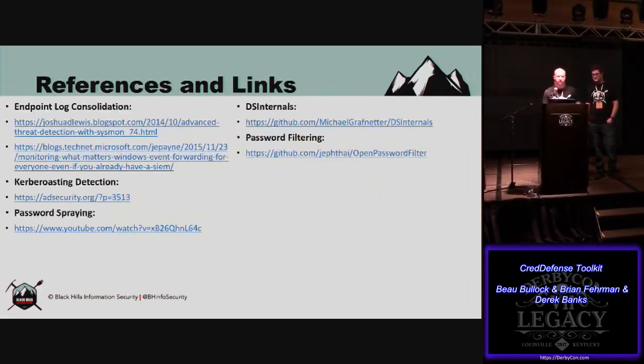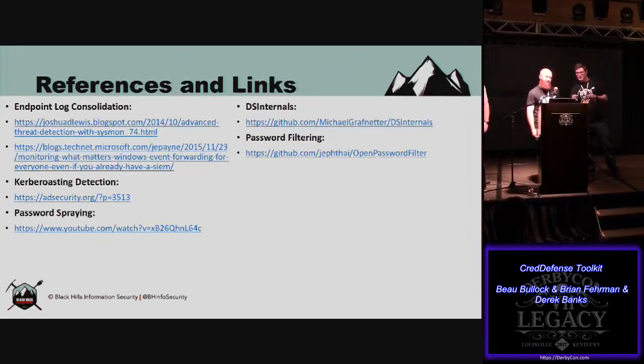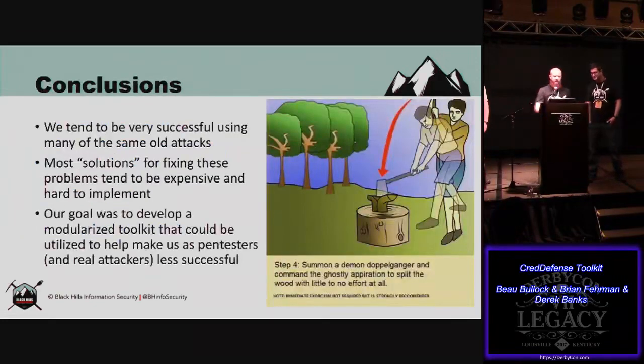So here are some references to a lot of the things we're talking about. If you want to check some of these out, we joke about it, but a lot of it is kind of like popsicle sticks for us. We're putting things together with popsicle sticks and duct tape, baling wire, gum. But the idea is that we tend to be very successful with all of these attacks that we use on pretty much every pen test, and we wanted to try to help.